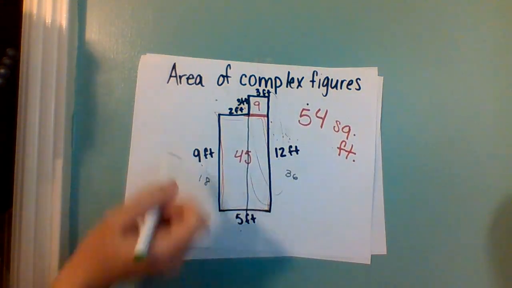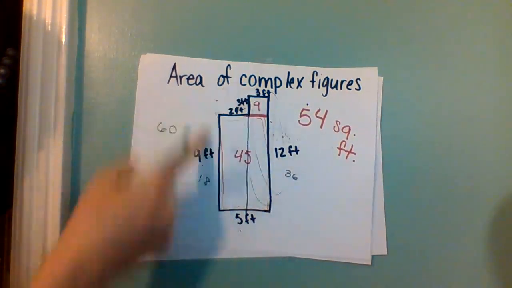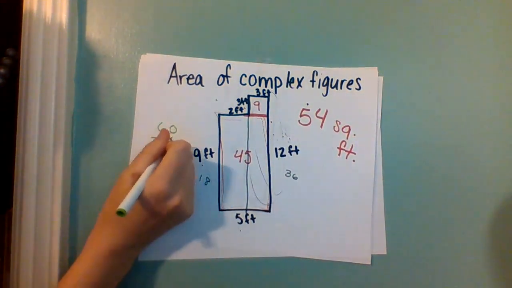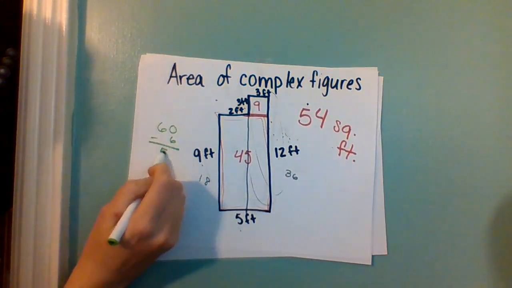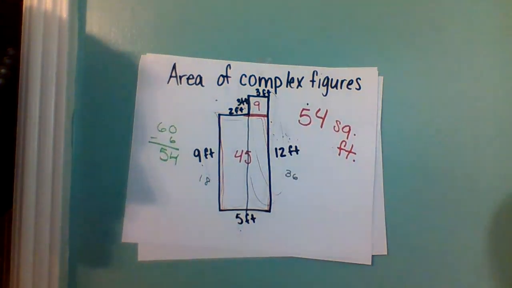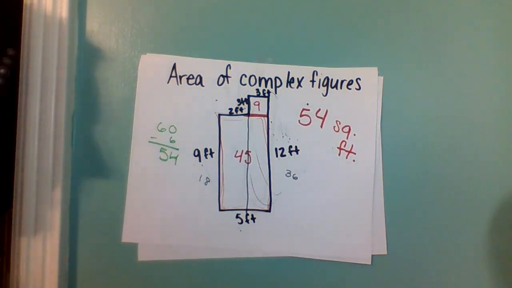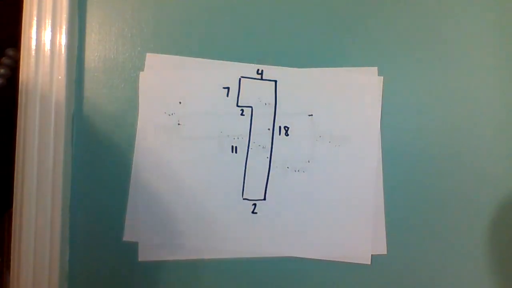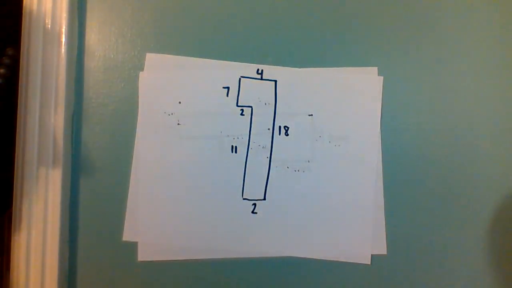I would do 12 times 5, which is 60, from the area of that whole rectangle, and then subtract 6, and I get 54. Do whatever makes sense to you. If the way that I explained this at first makes the most sense, do that way. Okay, going on to the next one.